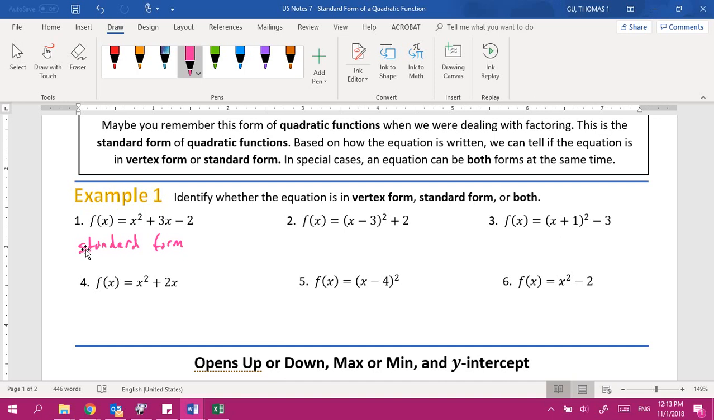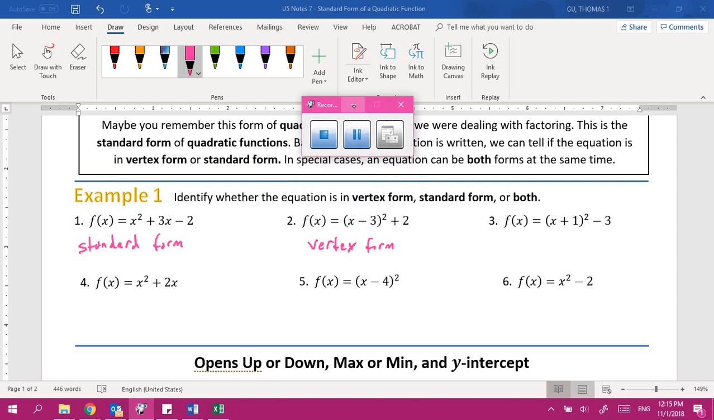Okay, but let's look at number 2. f of x equals parentheses x minus 3 parentheses squared plus 2. Is that vertex form or standard form? Vertex form. And how did you know that? It has parentheses, that's right. Alright, there it is. So why don't you guys go from 3 to 6, try those on your own, tell what form it is in, and remember, I'm going to give you a hint, there's one that is both. So let's check 3 through 6.